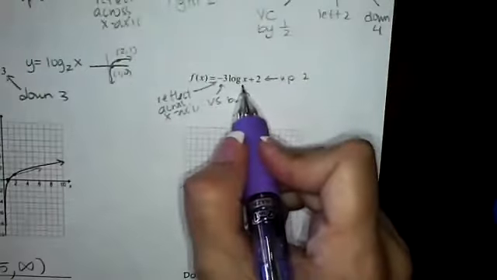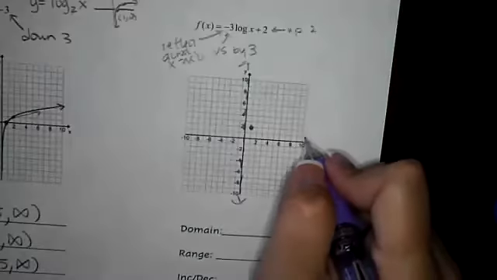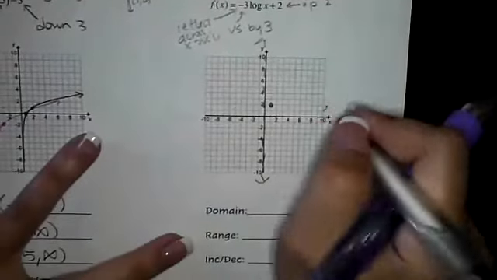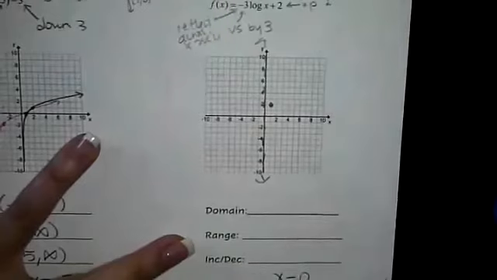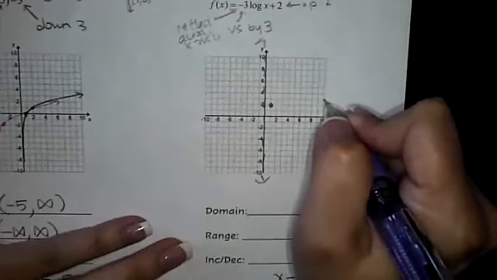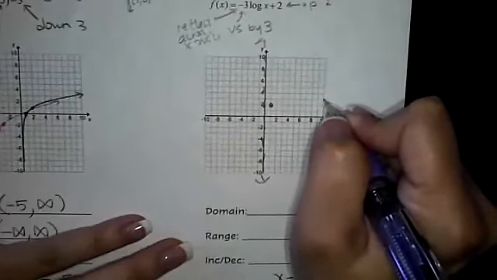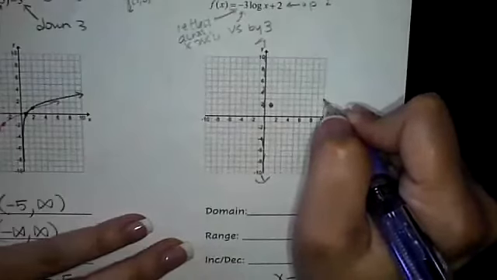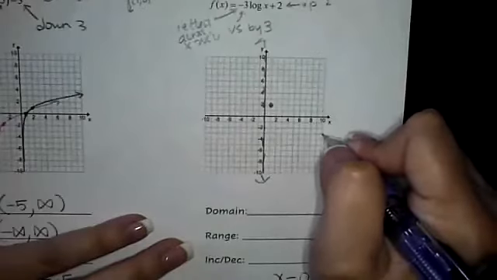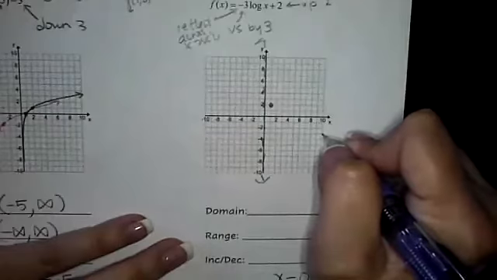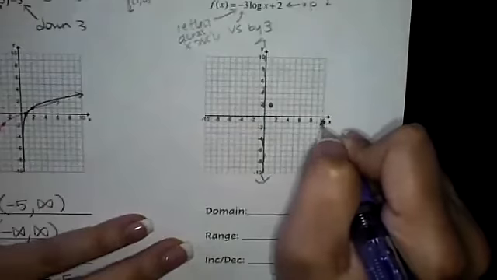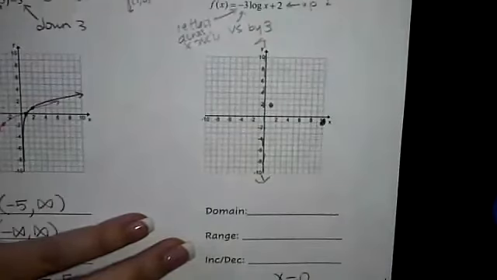Now this is the common log. Since there's no base written here, 10, 1 would be my next point because that's the common log. So 10, 1 is my next point. When I multiply that times 3, it's going to go up here to 10, 3 because 1 times 3 is 3. I reflect it over the x-axis. So now I am at 10, -3. I then move it up 2.